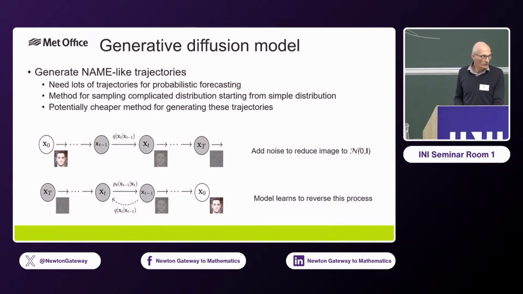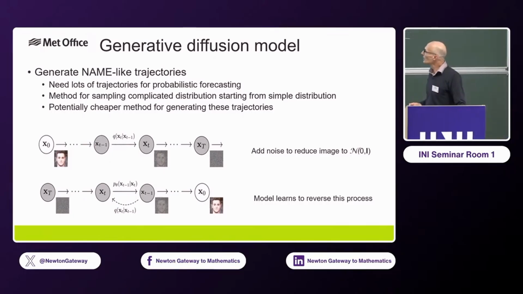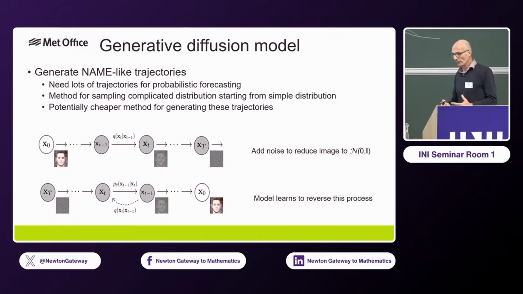I've got two more things I want to talk about. Okay. So I'll just talk briefly about generative diffusion models. This isn't with any particular application in mind. One of the things we're interested in doing is more probabilistic forecasting in order to quantify uncertainty. We need cheap methods for generating more trajectories. And a generative diffusion model seems to offer that possibility.